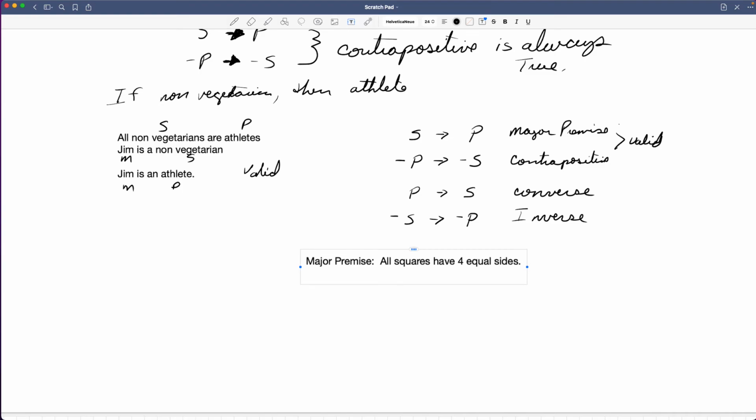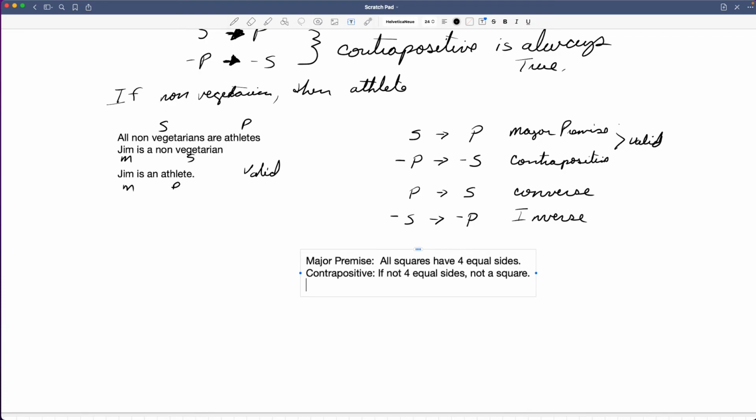Okay. The contrapositive is where we would flip that and say, let me take that back because we have to negate it. So if not 4 equal sides, not a square. So you see how that works. All squares have 4 equal sides. If it's a square, it has 4 equal sides. The contrapositive would say, if it does not have 4 equal sides, then it is not a square. It is the complete opposite of the major premise. However, it is true.